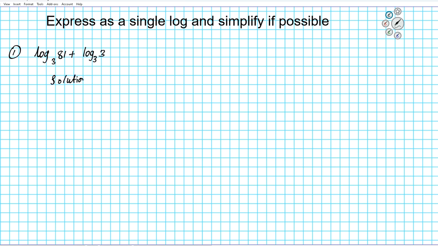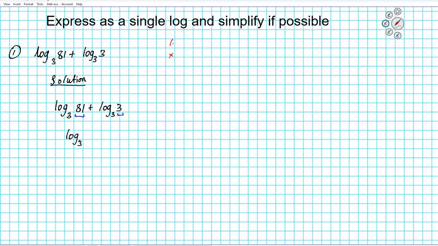So the first thing we're going to do is attempt to condense these two logarithms using the product or quotient property of logarithms. Here we have the sum of two logs. Remember that the sum of logs is the product of the logarithmic arguments. So log base 3 of 81 plus log base 3 of 3 becomes log base 3 of the product of these two arguments, 81 and 3.